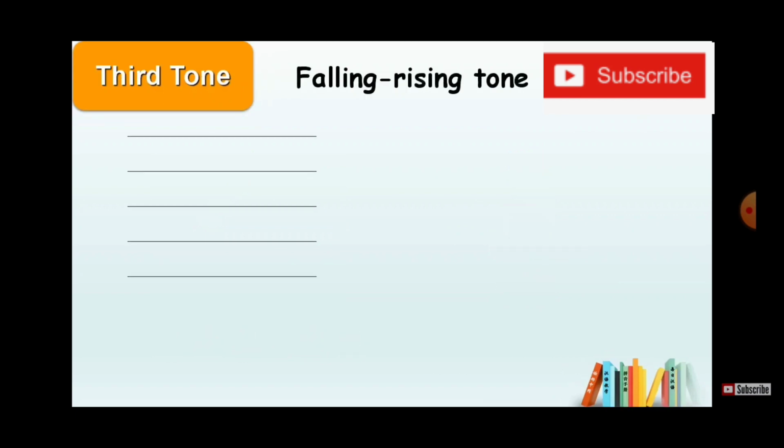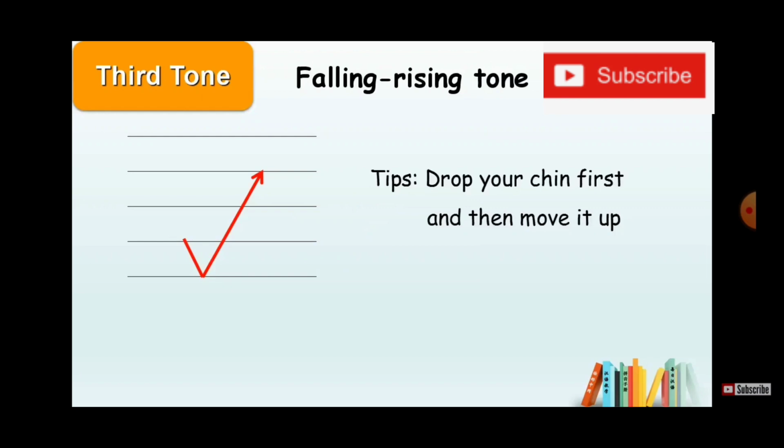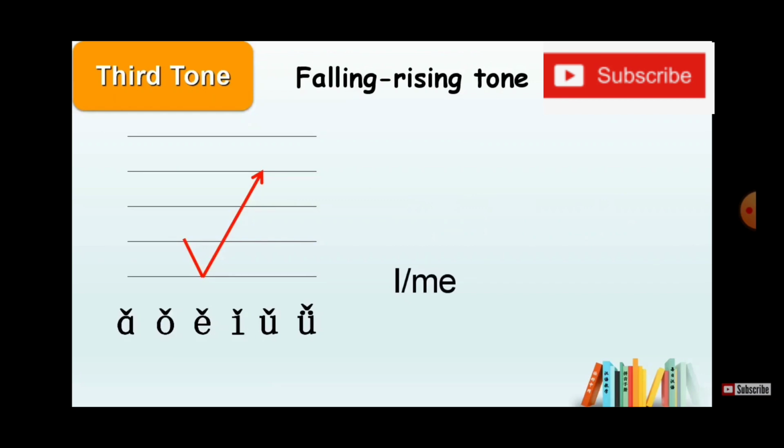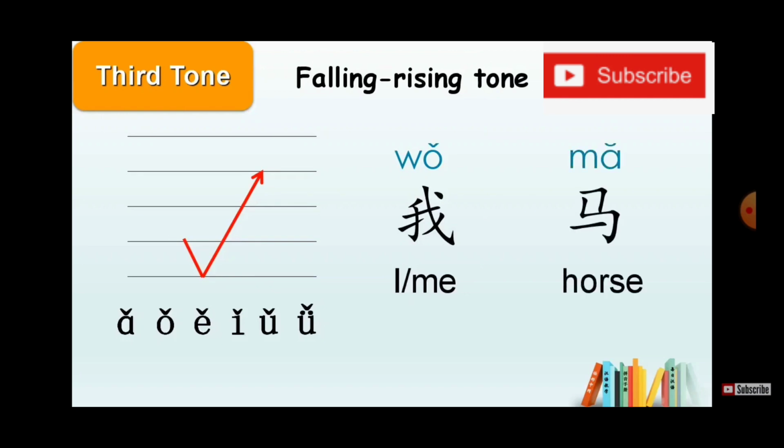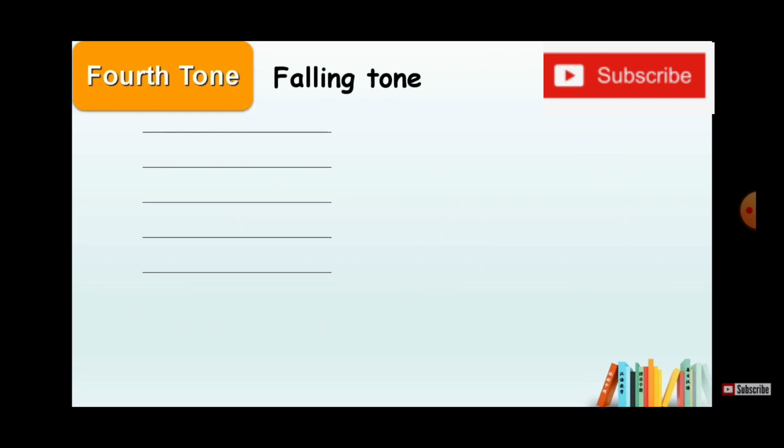Now comes the third tone, which we call the falling-rising tone. It is very similar to a check mark, where the voice goes down first and then goes up. When you're pronouncing the third tone, drop your chin first and then move it up. Now try with me. A, O, I, U, Ü. A useful example is the Chinese word for I or me, wo, or horse. Ma, horse.